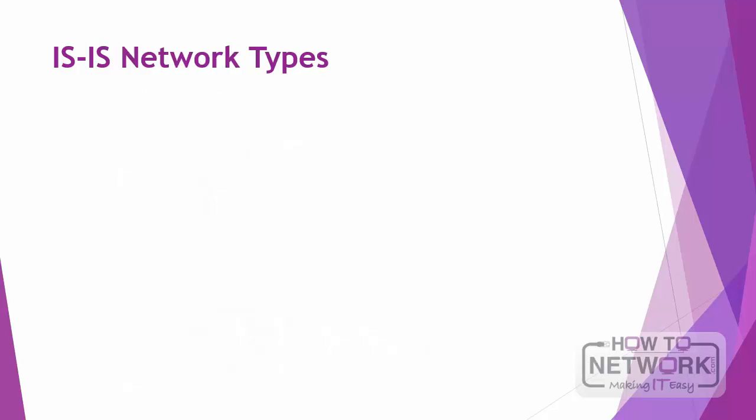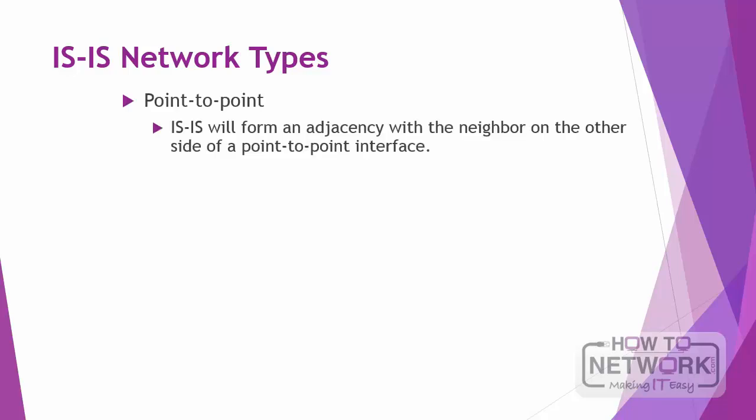Next, let's talk about network types. The types of networks that ISIS defines include point-to-point and broadcast networks. Point-to-point networks, such as serial lines, connect a single pair of routers. A router running ISIS will form an adjacency with the neighbor on the other side of a point-to-point interface automatically. The DIS is not elected on this type of link. The basic mechanism defined in the standard is that each side of a point-to-point link declares the other side to be reachable if a hello packet is received from it.